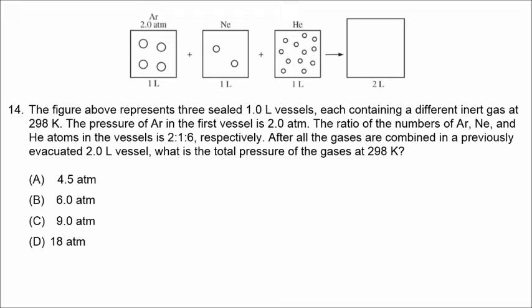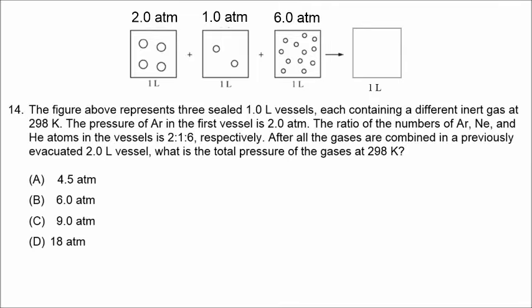All right, moving on to number 14, we have 3 different gases, argon, neon, and helium, and we are comparing what's going to happen when we mix them all together. So let's start with argon. The pressure is 2 atmospheres. Now the pressure of neon would have to be half as much based on the particle diagram, and it says that the ratio of the numbers of the atoms in these 3 vessels is 2 to 1 to 6. If we combine all 3 gases into a 1 liter container, then the total pressure should be 9 atmospheres.